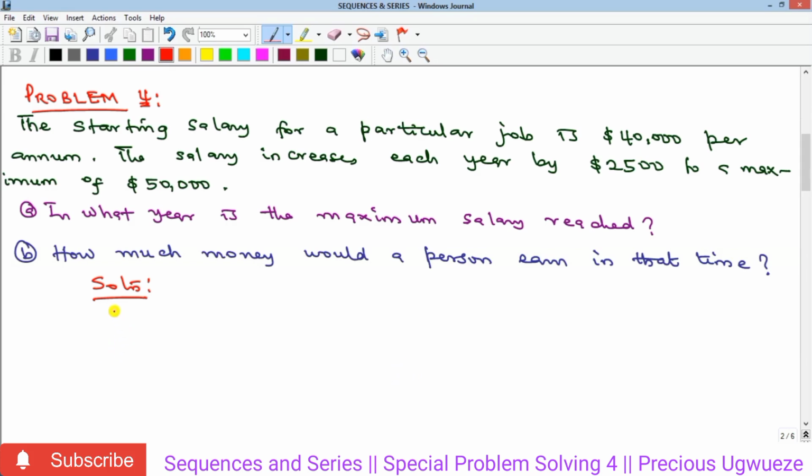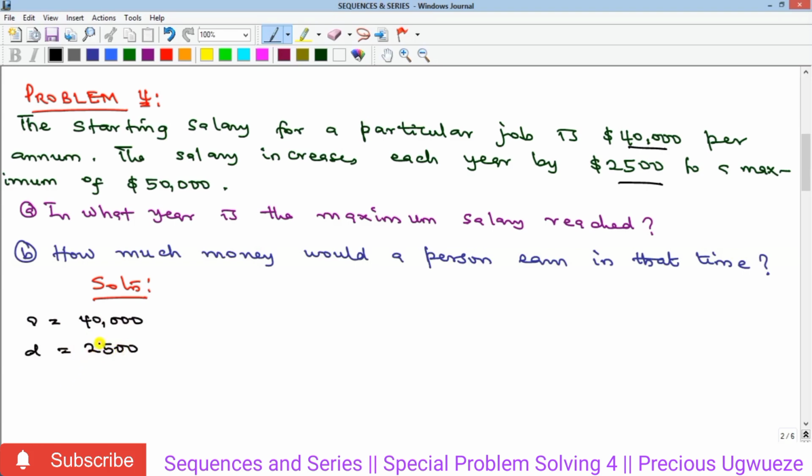So can we interpret what we have here? From what we are given, our beginning salary stands for the first term of a sequence that is increasing by $2,500. It's just an addition of $2,500 every year, meaning this is the common difference. So our A here is $40,000, and our common difference is $2,500.